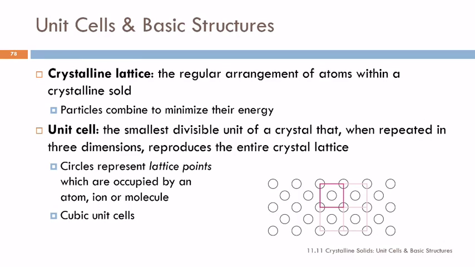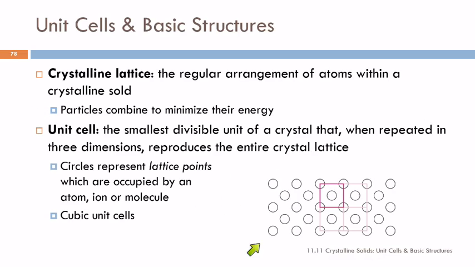We're going to talk about how the particles in a crystalline solid are arranged. So the term crystalline lattice refers to the regular arrangement of atoms within a crystalline solid. They could be ions as well, but we're going to talk about atoms first. The particles are going to combine in a way that minimizes their energy.